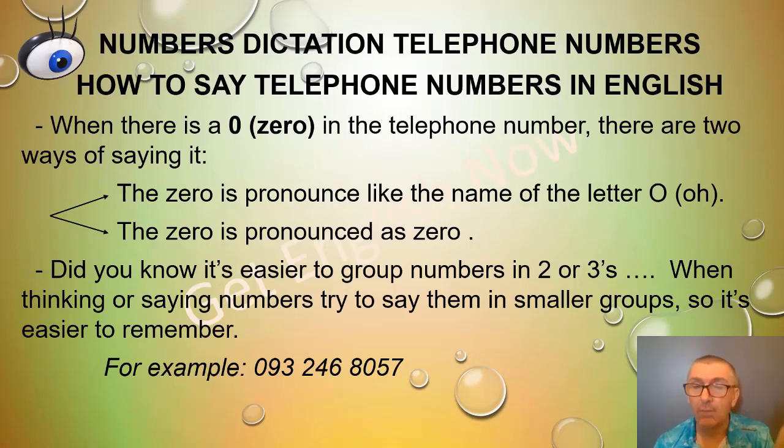Okay, you can't remember 10 numbers, or what's that, 4, 7, 10 numbers. You can't remember 10 numbers in one group, so you break them up into 3 smaller groups. And that's the best way to think about numbers.